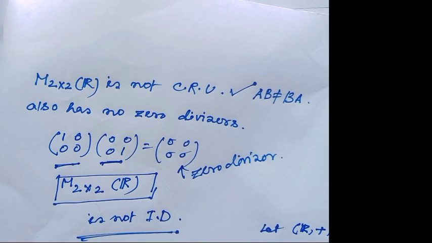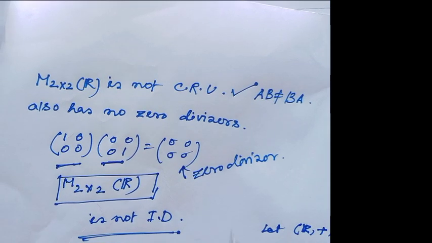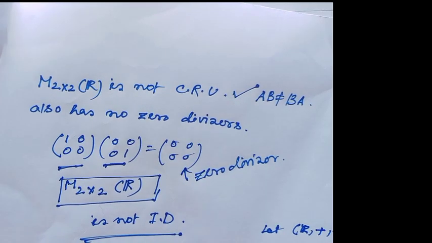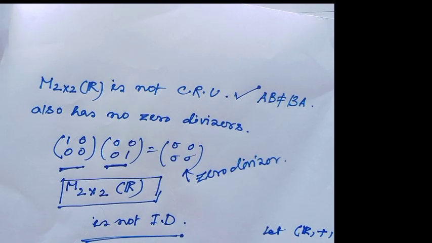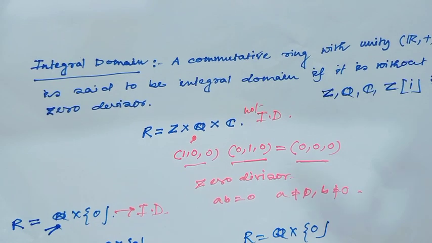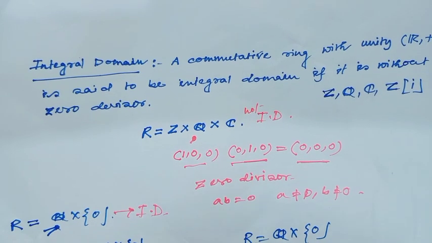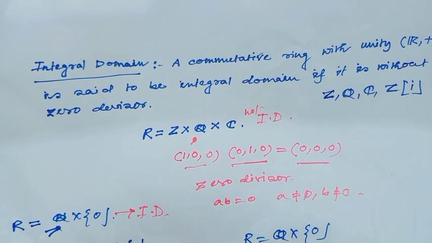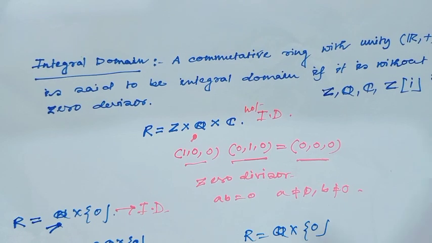Therefore, this ring contains zero divisors. That implies this ring is not an integral domain. Okay? I hope all my viewers have understood what an integral domain is. This type of example is very important for any competitive exam.